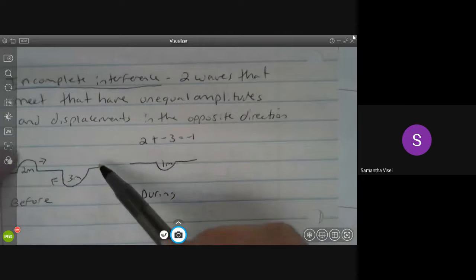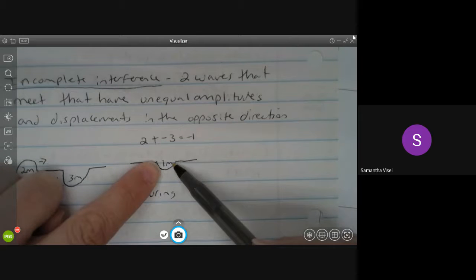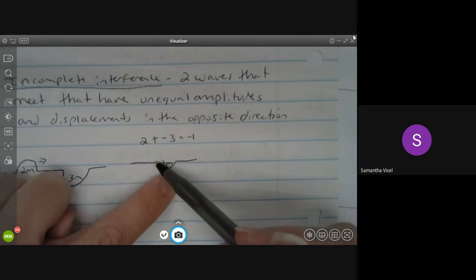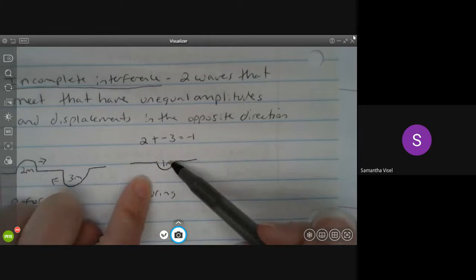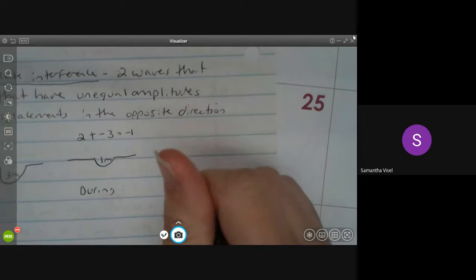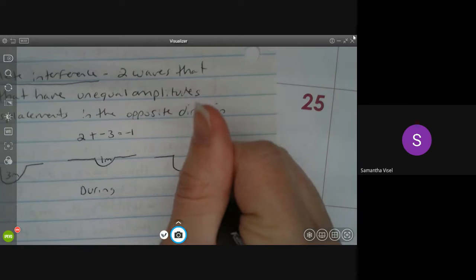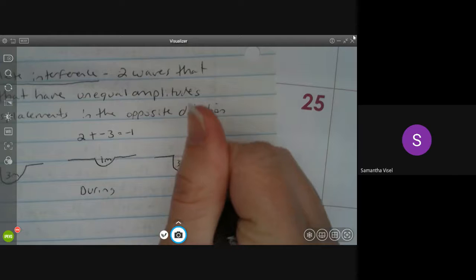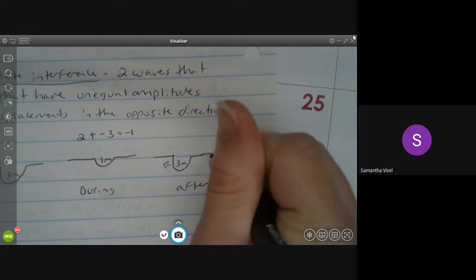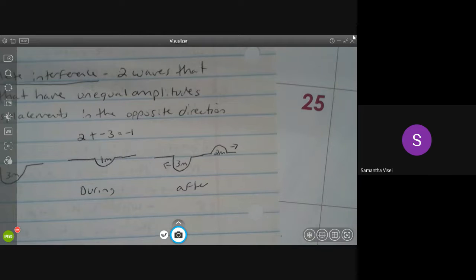And just like with our others, they meet up for a split second. At that split second in time, this is their single amplitude, but then they're going to keep passing through each other because energy is going to keep going. Energy doesn't get destroyed. So after, my trough will continue to move to the left, and then my crest will continue to move on to the right. So that's our 3 types of interference.